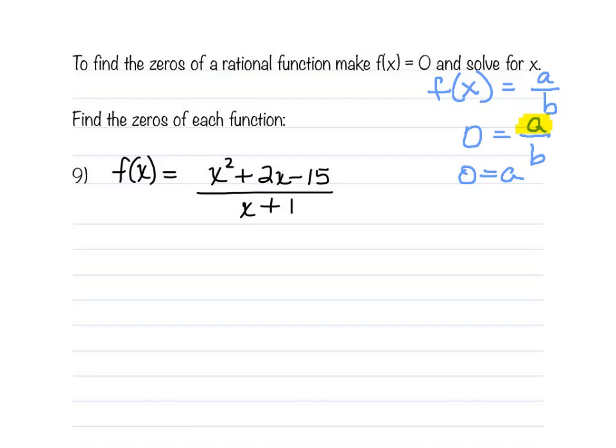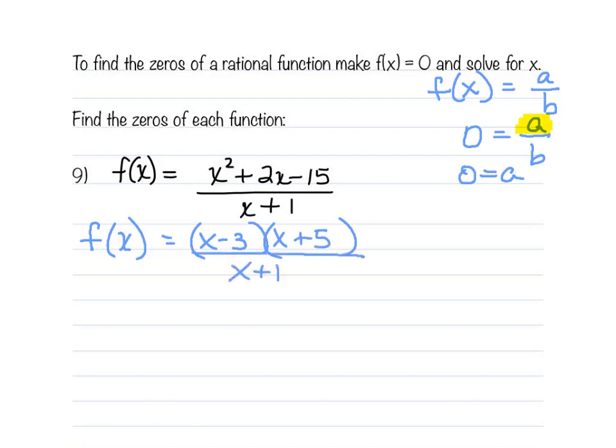All right, let's work on this one. So f of x is equal to x squared plus 2x minus 15. Let's start by trying to simplify. Let's do that. So x and x, we've got two numbers. One is positive, one is negative. I've got negative 3, positive 5, okay, over x plus 1.